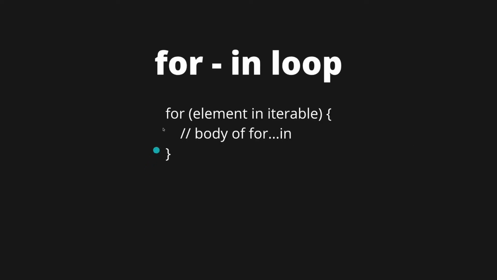The second one is the for in loop, which also uses the for keyword at the beginning, and there is an element here in iterable, and this element is the key. This is the key of the iterable, and we will see that shortly with examples as well. And in the for of loop, the element of iterable here is the iterable's actual element itself, not a key, it's a value.